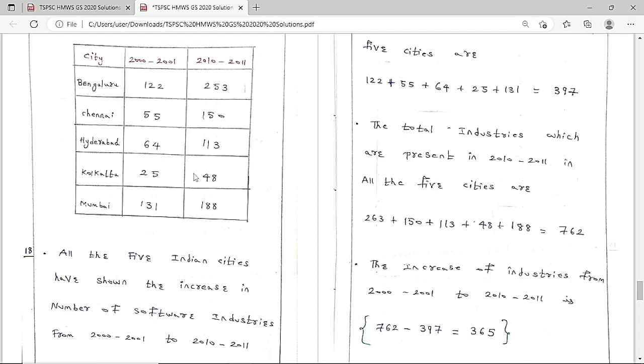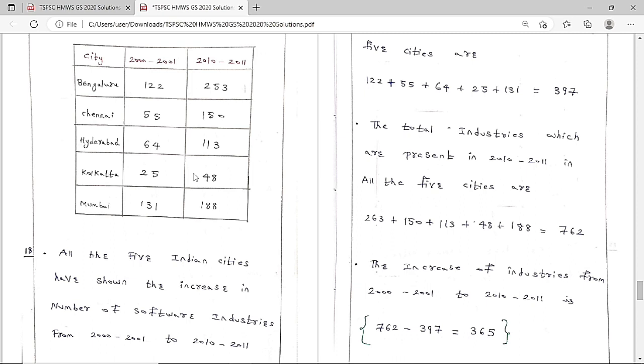I have written this in a tabular format for easy understanding. You can see here also the number of software industries increased, here also, and here also, in every city.